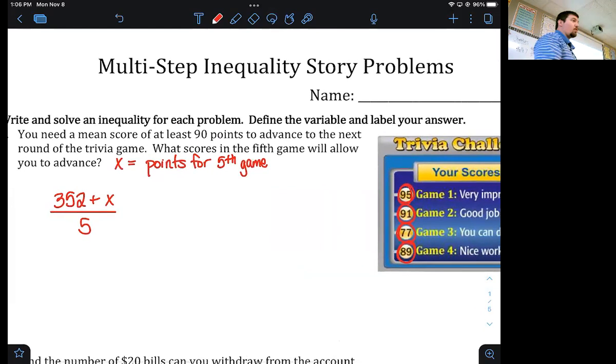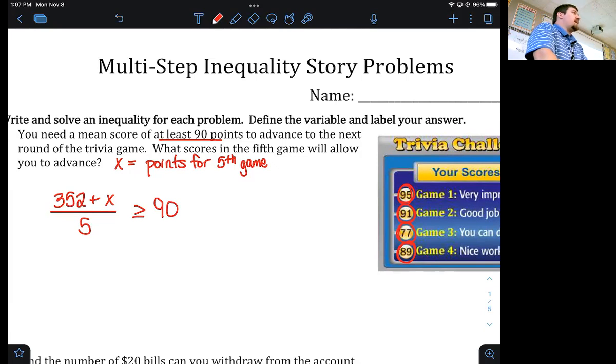And I want my score to be at least 90, meaning it could be larger than 90, but 90 is the minimum. So what symbol do I want to use, Jacoby? That's correct. Greater than or equal to 90. It can be larger than 90. It can be equal to 90, but I don't want it any smaller. All right, so it's a big fat fraction.